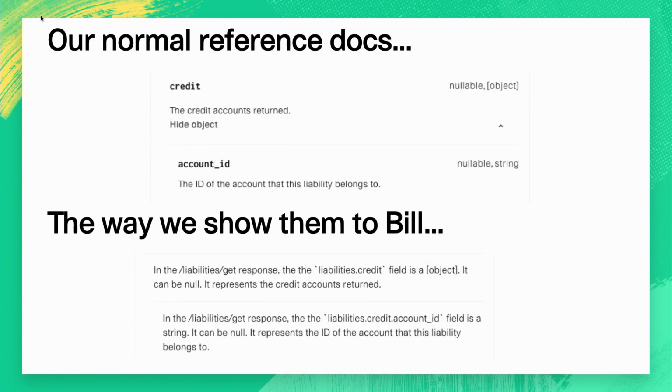So one thing that we've tried is actually change the way our reference docs are displayed when they're being read in by our chatbot. We add in a lot more redundant information that hopefully will make it a little easier for a chatbot to understand. We've tried this. It's sort of been mixed results. I haven't seen a noticeable improvement, but I'm not giving up on this yet.